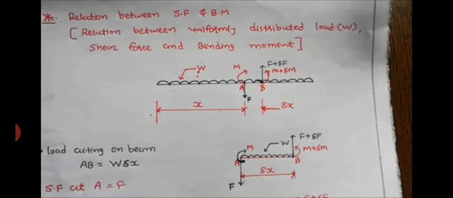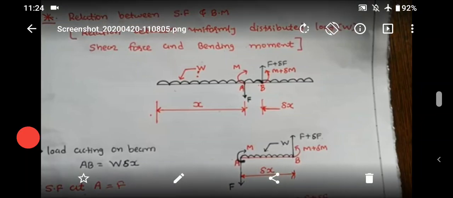Now at A, let's say the force at A is F, and that is downwards, and the force at B is F plus delta F. The moment at A is capital M and at B will be M plus delta M. The load acting on the beam will be W into delta X, because W is the UDL and it is acting for a distance of delta X. So the load at AB will be equal to W into delta X.